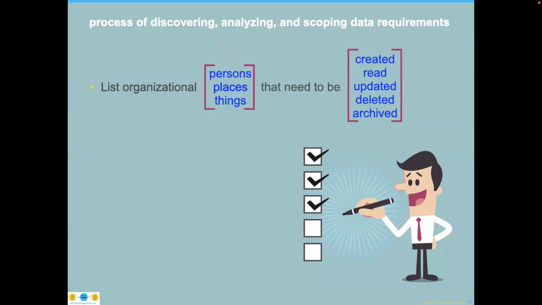In other words, if there's something we're going to create, read, update, and delete about, and it probably falls into a person, place, or thing category, it probably should be in your data model. These are called, of course, attributes, and the attributes are the characteristics of certain things.